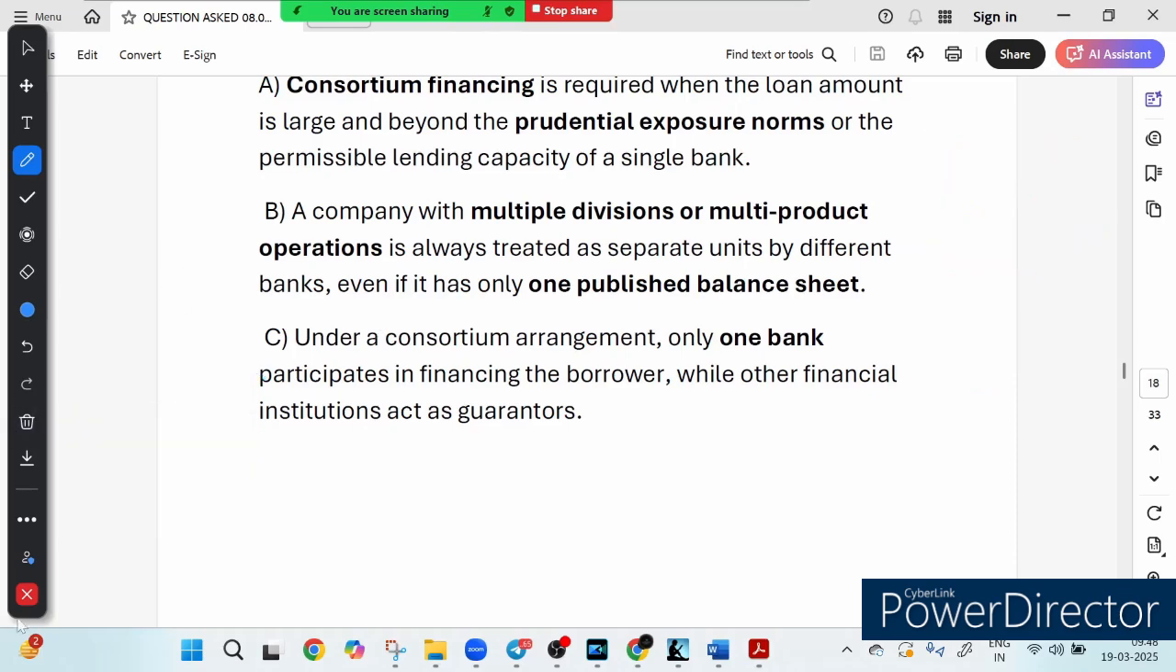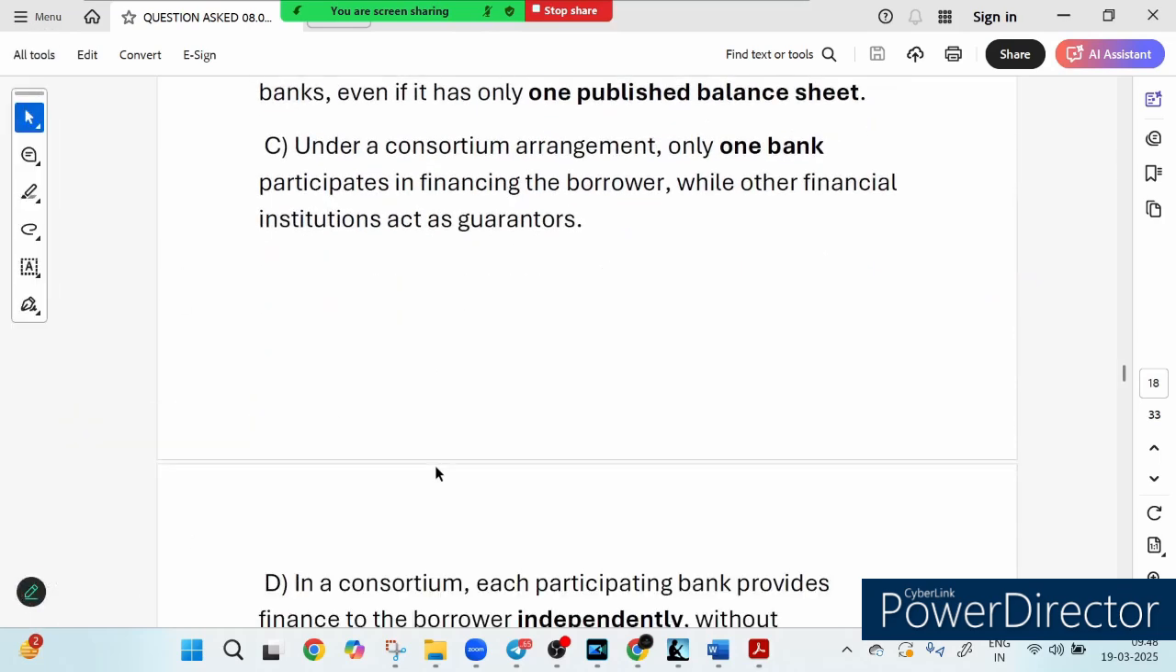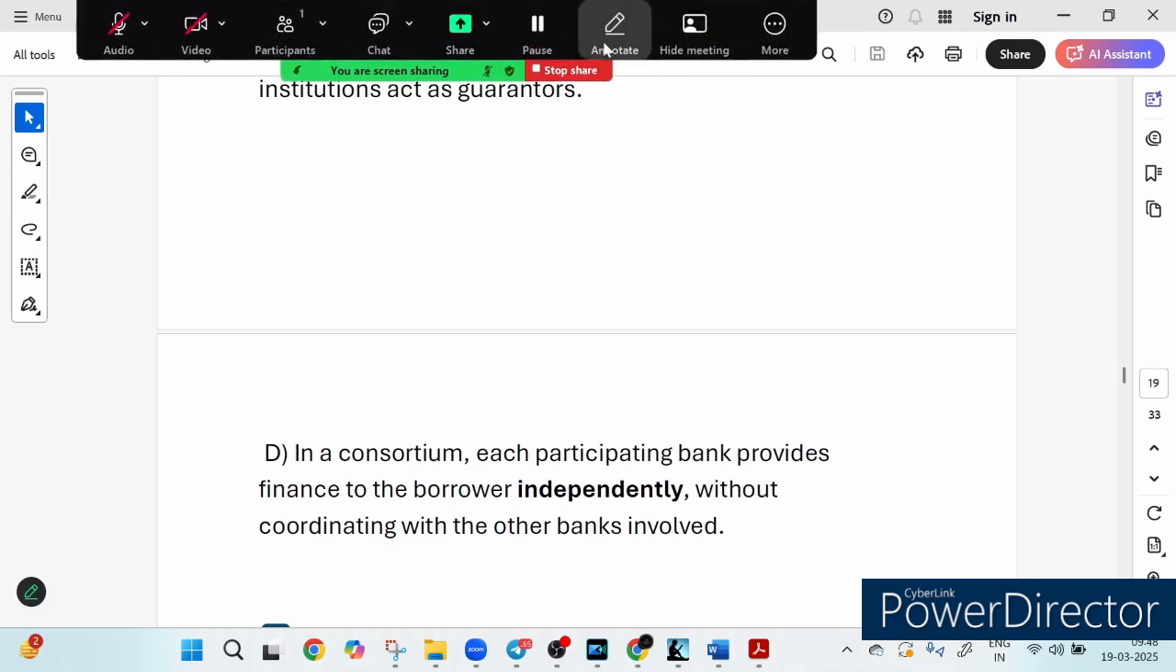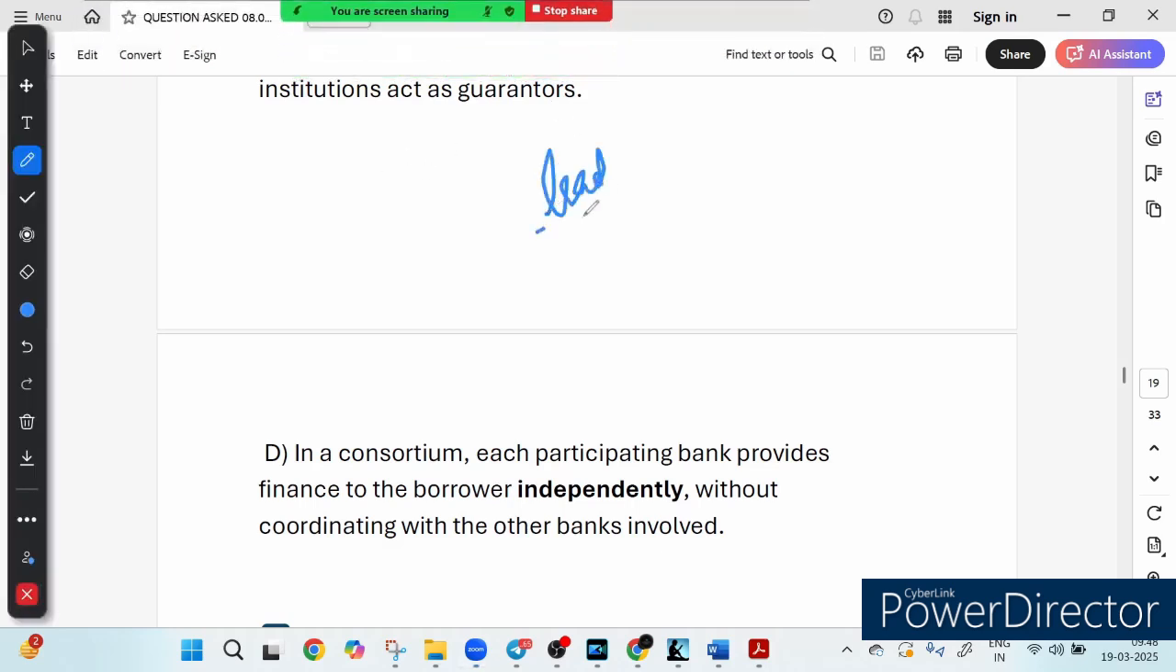And what about option number D? We will understand each and every option. Option D says that in a consortium, each participating bank provides finance to the borrower independently without coordinating. This is also incorrect, because banks don't lend independently. They work together under a joint agreement, sharing the loan amount proportionally. And the borrower deals with a lead bank, right? So there is a concept of the so-called lead bank.